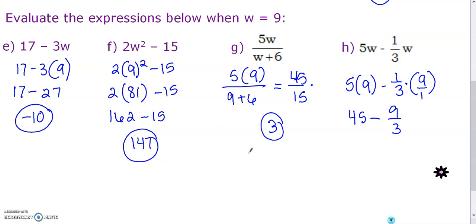Let's take a look at the last example. I have 5, plug in 9, minus 1/3, plug in 9. So from here, what I've done is 5 times 9 is 45. And to get my multiplication over here, I put a 1 under the 9. And we're going to multiply straight across the top. 1 times 9 is 9, and 3 times 1 is 3. Then we're going to do subtraction or division. Division comes next. So 9 divided by 3 is 3. And we'll have 45 minus 3, which gives you 42.